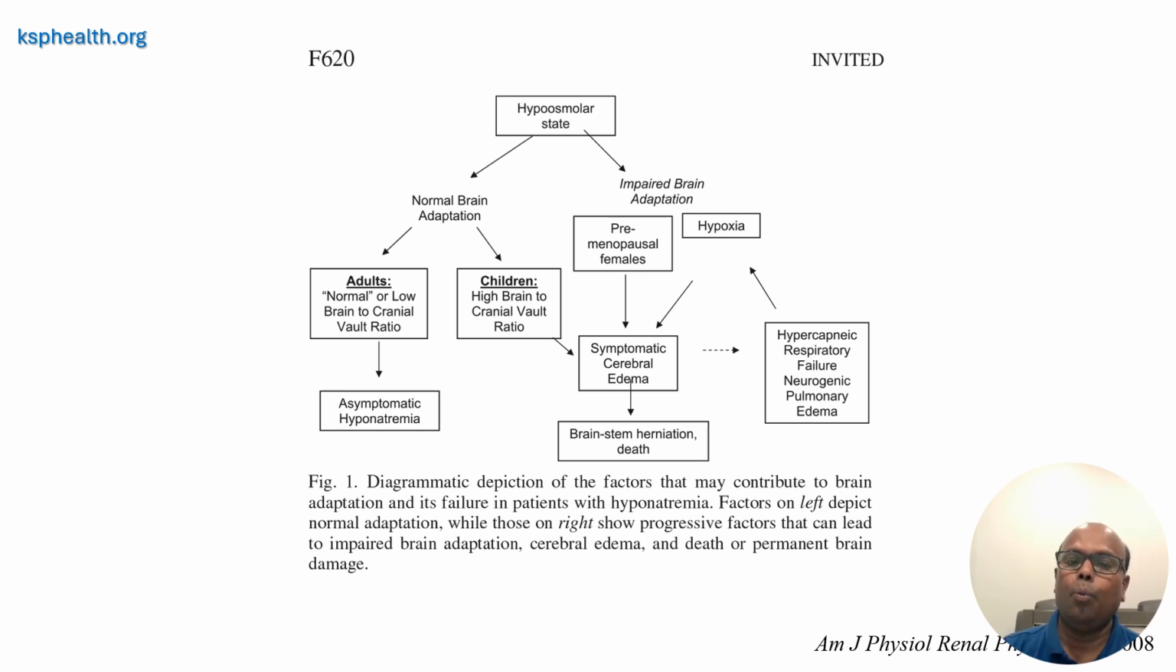Hyposmolar state with cerebral edema can cause hypercapnic respiratory failure and neurogenic pulmonary edema that can cause hypoxia. Hyponatremia in children is often seen in patients with acute bronchiolitis or respiratory insufficiency, so even in the absence of cerebral edema, the pulmonary diseases can cause hypoxia that can impair the brain adaptation to hyponatremia. So you have to keep that in mind.